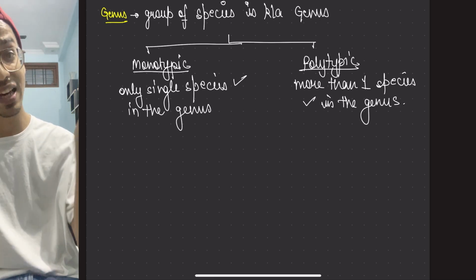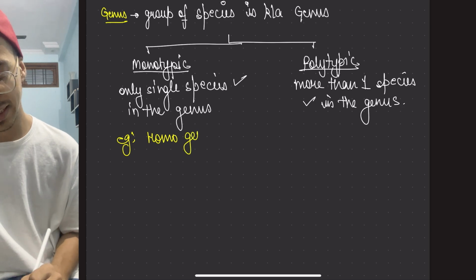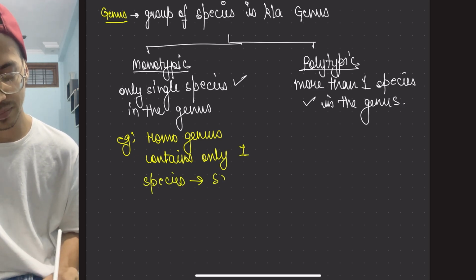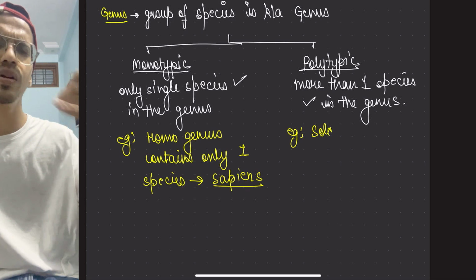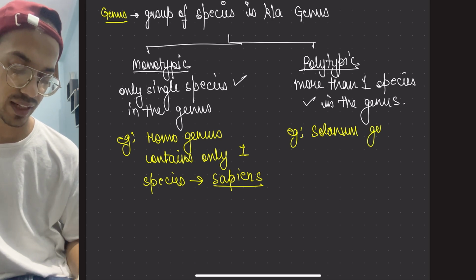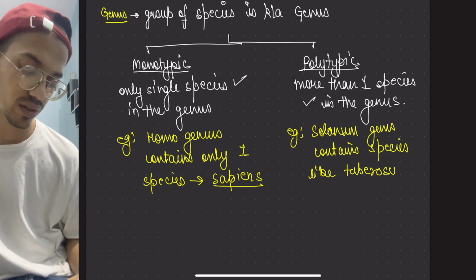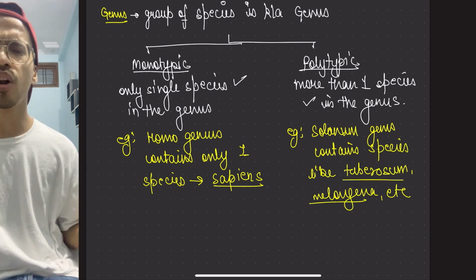Now the examples, of course we have to remember them. For example, the Homo genus contains only one living species, that is sapiens. Whereas for polytypic, we are giving one such example, later you can make your own example. The Solanum genus contains species like tuberosum, which is potato, melongena, nigrum, and all those things which we're going to be learning.